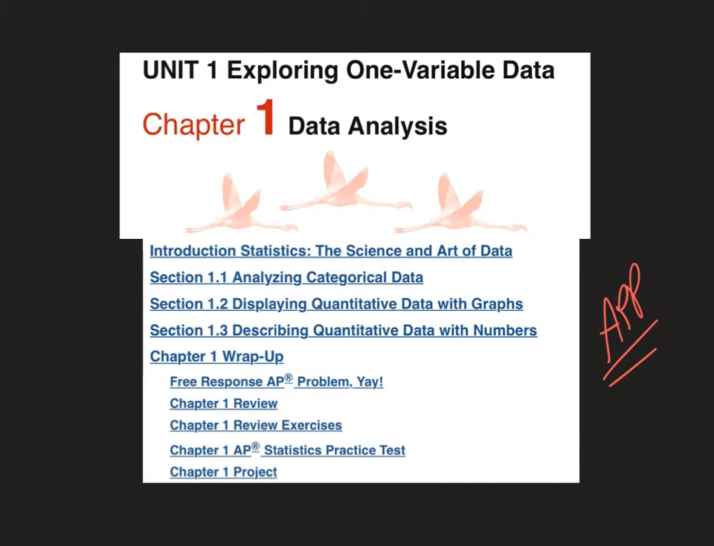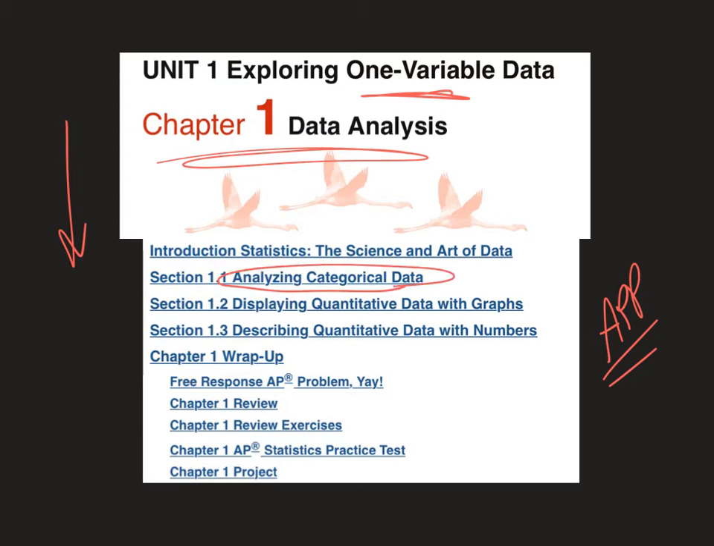The first thing you're doing is covering Unit 1 or Chapter 1, data analysis on your own, right? And this is one variable data. By one variable data, we're just saying we have one list of things. Then in the first section, we're going to talk about how to analyze categorical data. Then we're going to talk about displaying quantitative data with graphs. And then we're going to talk about describing quantitative data with numbers.